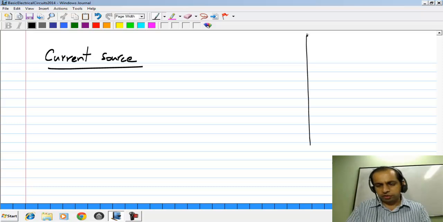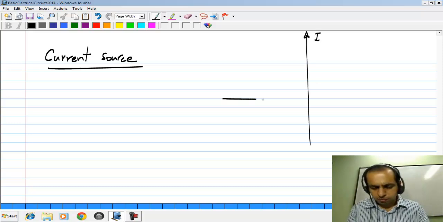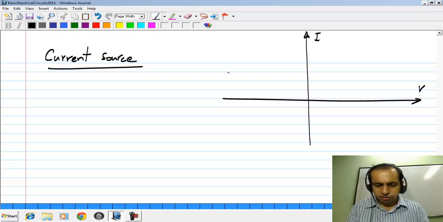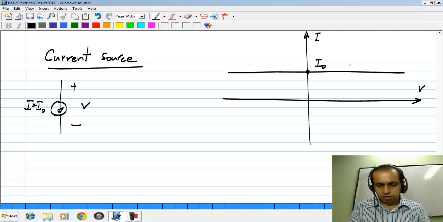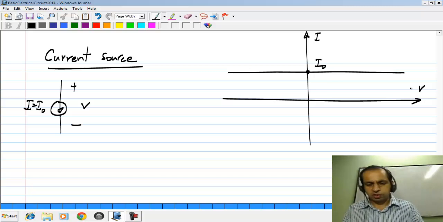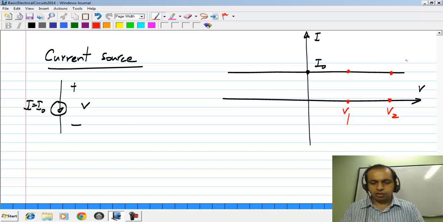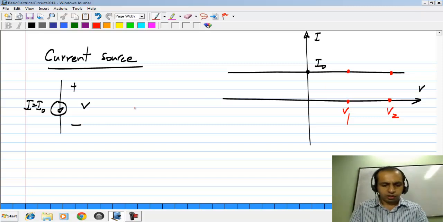Again, the IV characteristics consists of a straight line, and this is I naught, but it's pretty obvious that superposition does not hold, because if you apply a certain voltage V1, you get a current I naught. If you apply a certain voltage V2, which is let's say double of V1, you will still get a current, the same, which is I naught. You will not get double the current. So clearly this is also not linear.